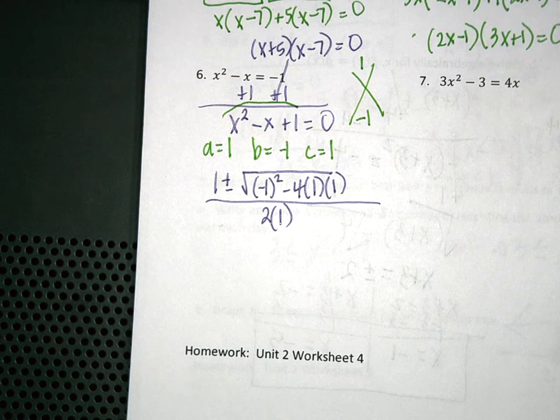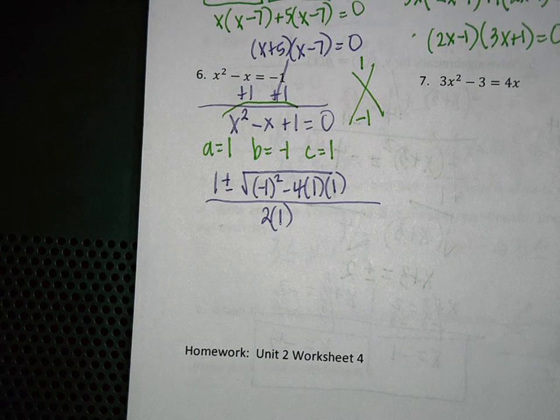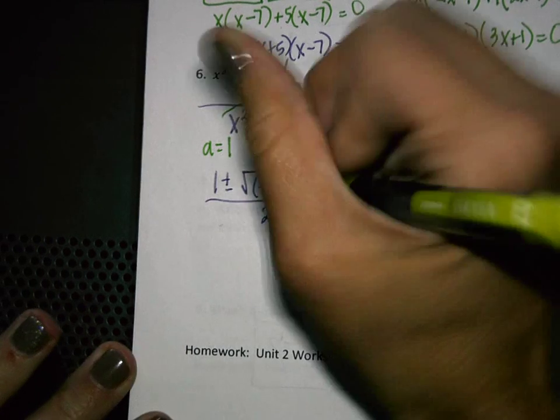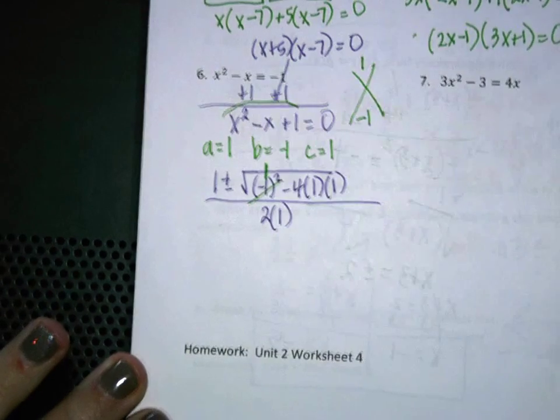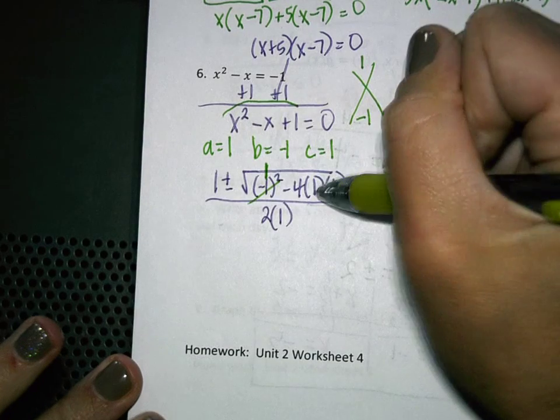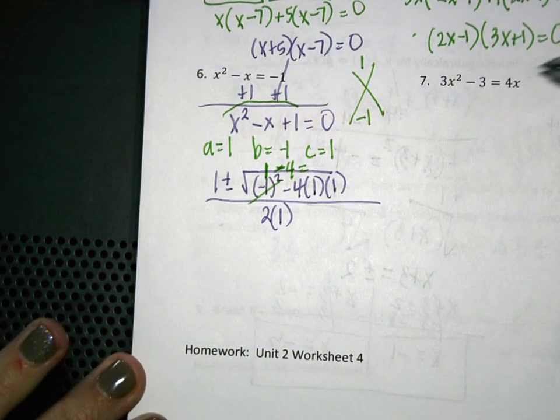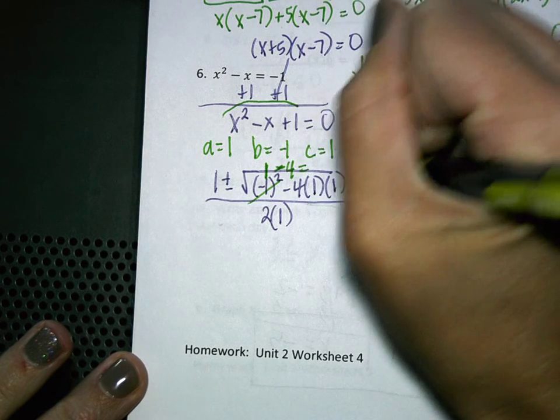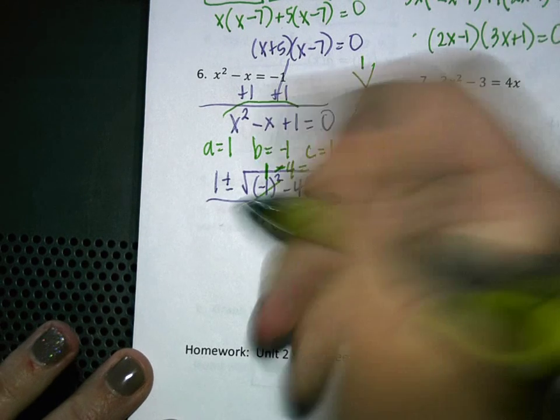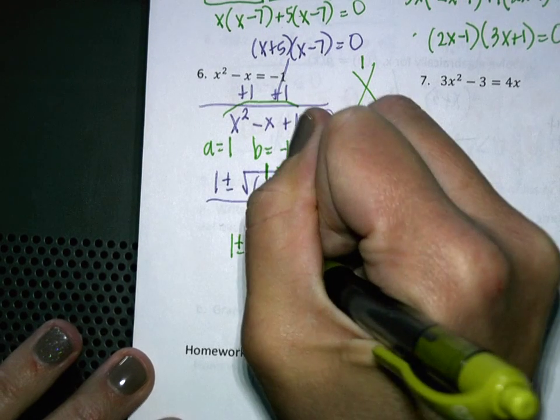Okay, what is negative 1 squared? 1, so I usually will kind of go through here and write these answers. 1, and then negative 4 times 1 is negative 4, and 1 minus 4 equals negative 3. So I have 1 plus or minus the square root of negative 3 all over 2.